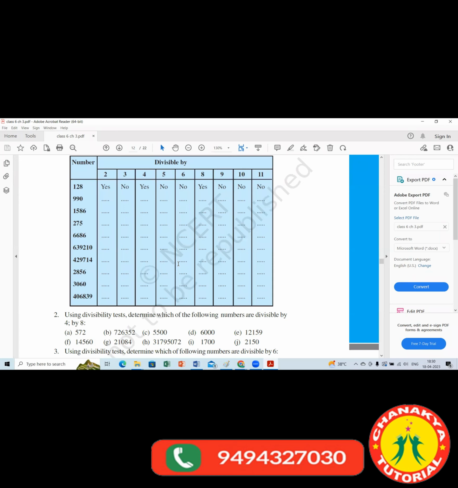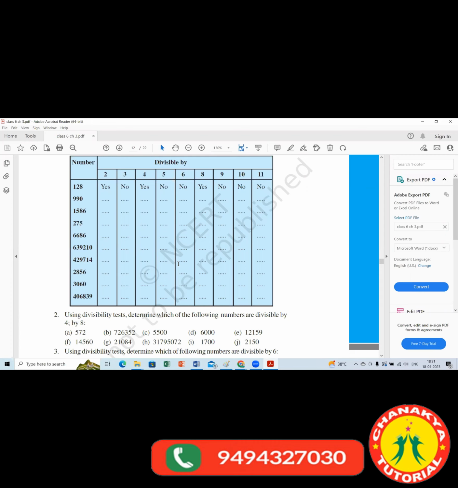And then 11, we have to add alternate numbers. So 1 plus 8 is 9. 5 plus 6 is 11. 11 minus 9 is 2, which is not 0 and not divisible by 11. So it is absolutely not divisible by 11 also.